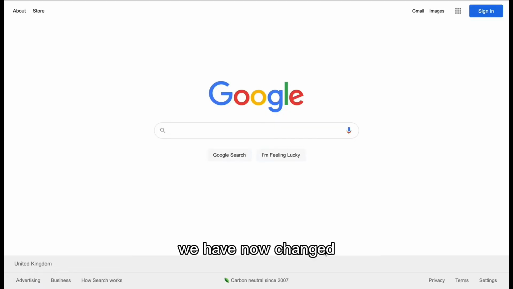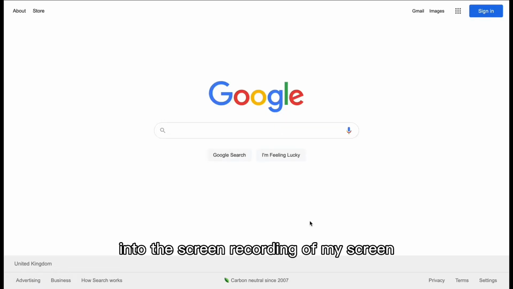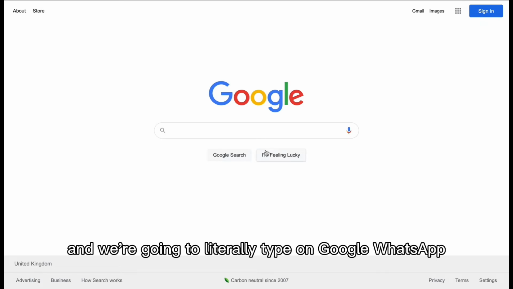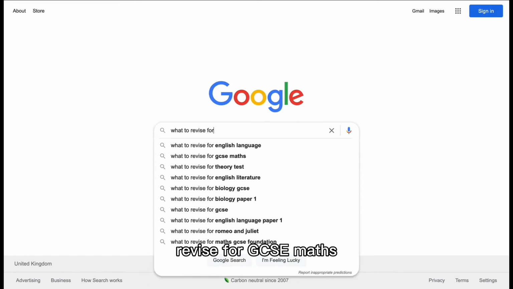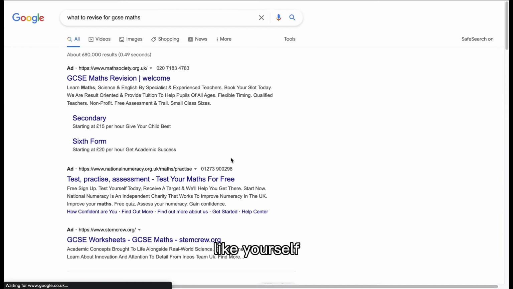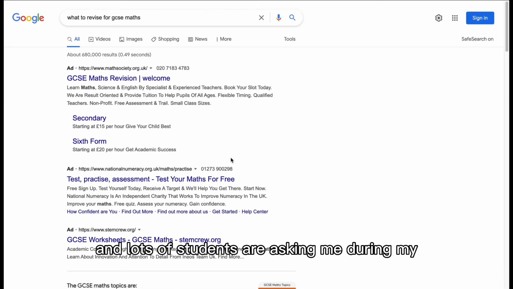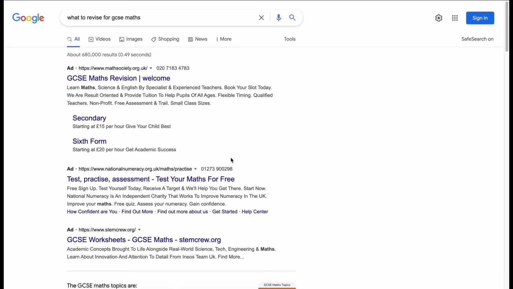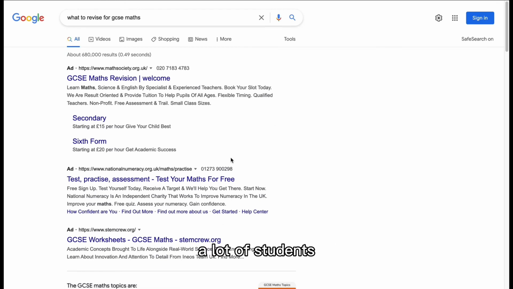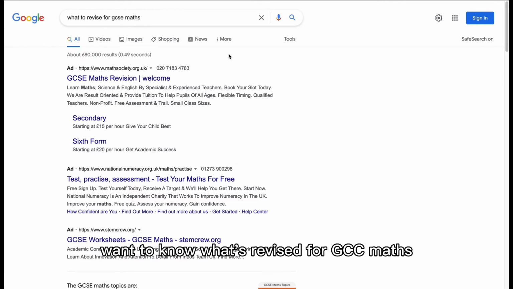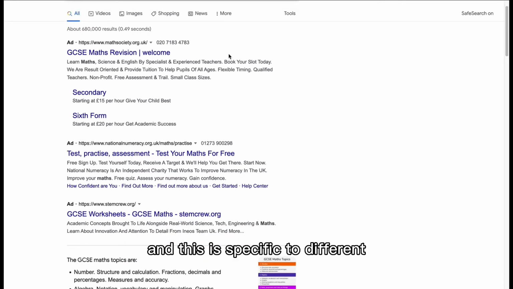As you can see, we have now changed into the screen recording of my screen, and we're going to literally type on Google "what to revise for GCSE Maths", and you can see this is a very searched query. It's second in terms of "what to revise for". So a lot of students like yourself are searching this on Google. A lot of students are asking me during my tutoring and tuition, so a lot of students want to know what to revise for GCSE Maths, and this is specific to different students.